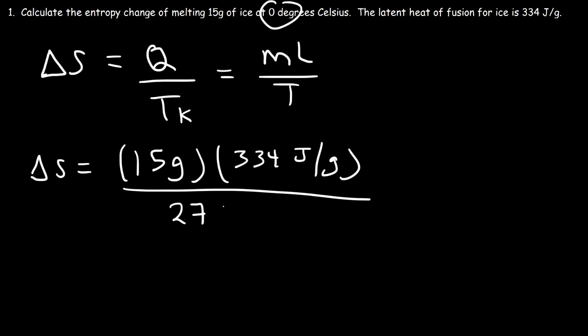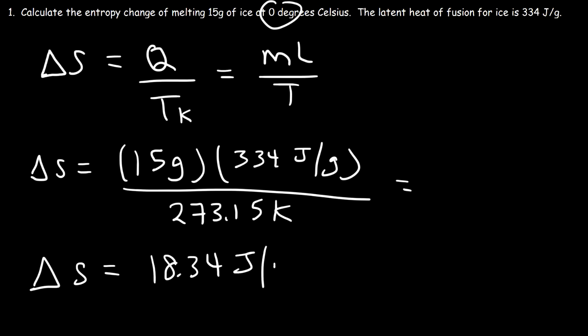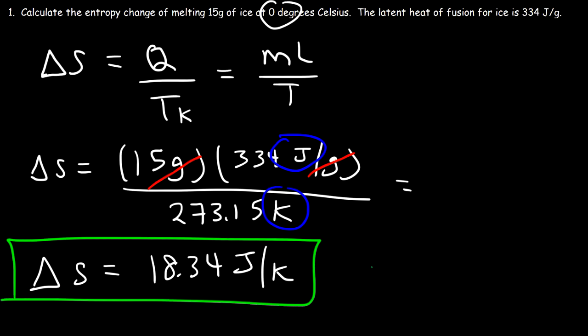So it's 273.15 Kelvin. So the entropy change for this process is 18.34 joules per Kelvin. So we can see that the unit grams cancel and it leaves behind joules per Kelvin. So that's the units for entropy, and that's it for this problem.